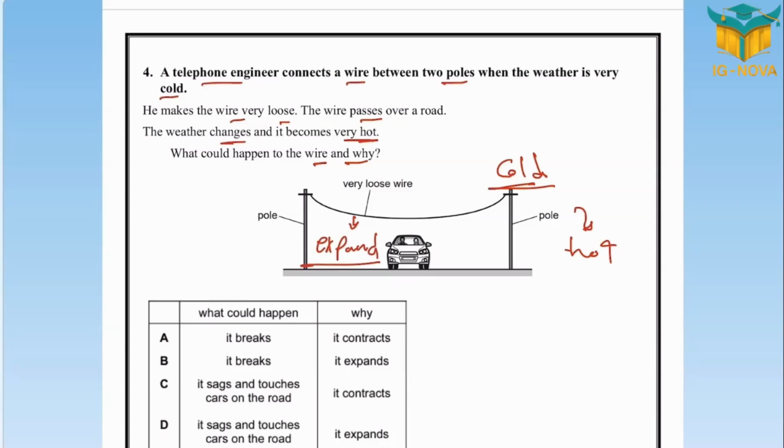So, what could happen? It breaks? Nope. It cannot break. Or we don't say it breaks, it's just expanding. So it breaks, cannot be. It says it touches the cars on the road. I have now surety. Why? It contracts? Nope, it's expanding here. So I'm gonna go for D.